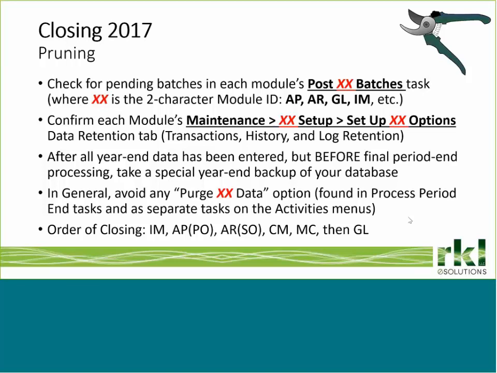So you want to make sure that if your company policy is to maintain 7 years worth of history in the system, you go into each module and make sure that each of the settings will allow you to keep at a minimum that 7 years worth of history, either 84 months or 7 years, however the field may be displayed, so that you're not inadvertently getting rid of data that your company policy says that you should be retaining.